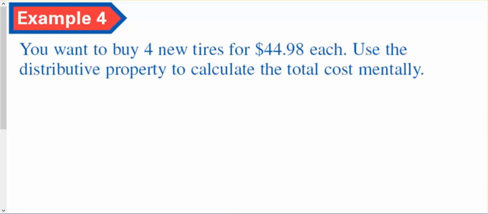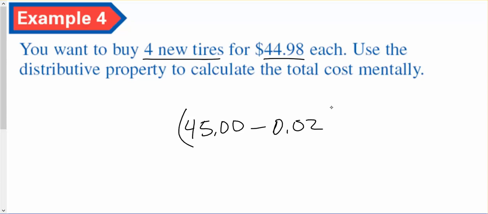Try this one. So this is the exact same type of problem. We want 4 tires, and they're $44.98 each. Well, what's $44.98 really close to? $44.98 is really close to 45 bucks. What would I need to do to $45 to make it $44.98? Well, I need to subtract 2 cents, and I want 4 tires.